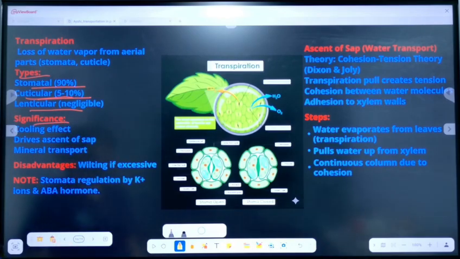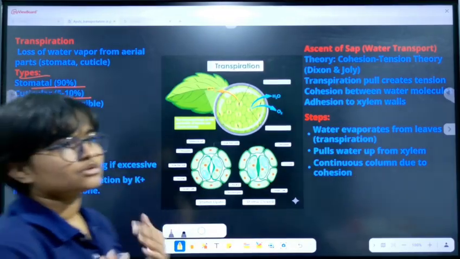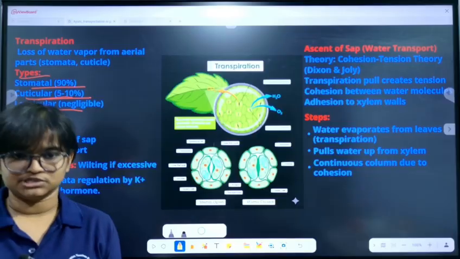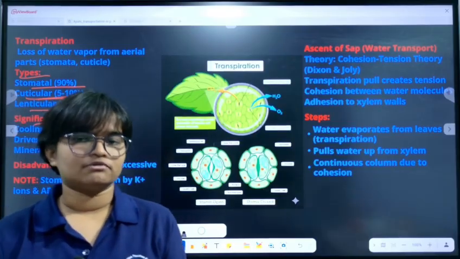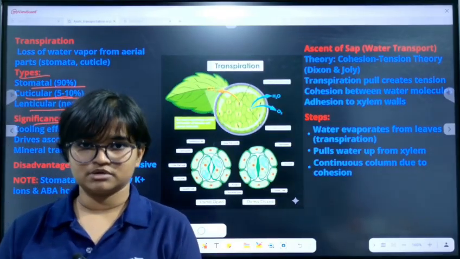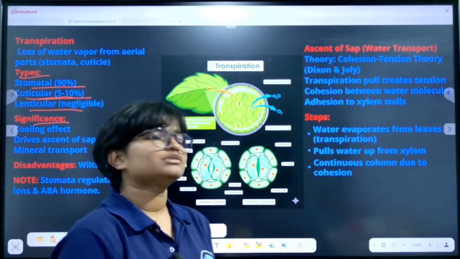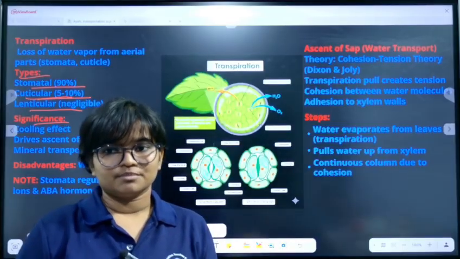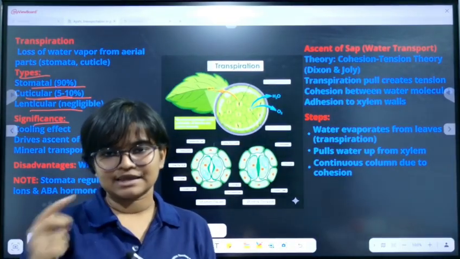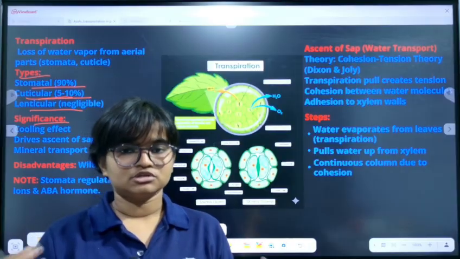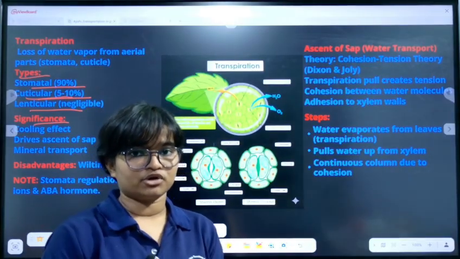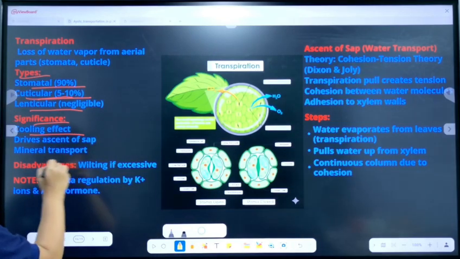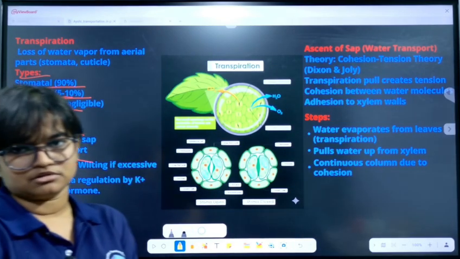What is the significance of transpiration? Like, we humans sweat. Why do we sweat? Because we need to cool our body, right? In summer specifically. The plants also need to do the same. They need to excrete the excess water so they can cool down. Also, they need to do mineral transport.